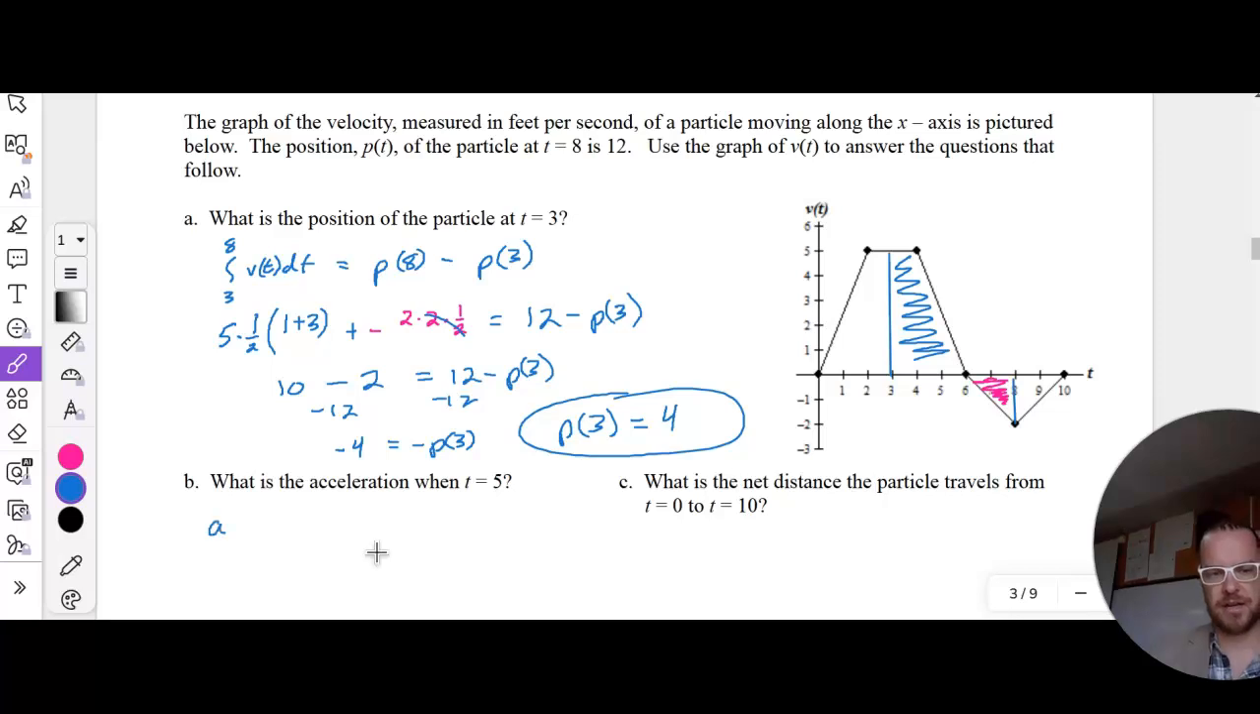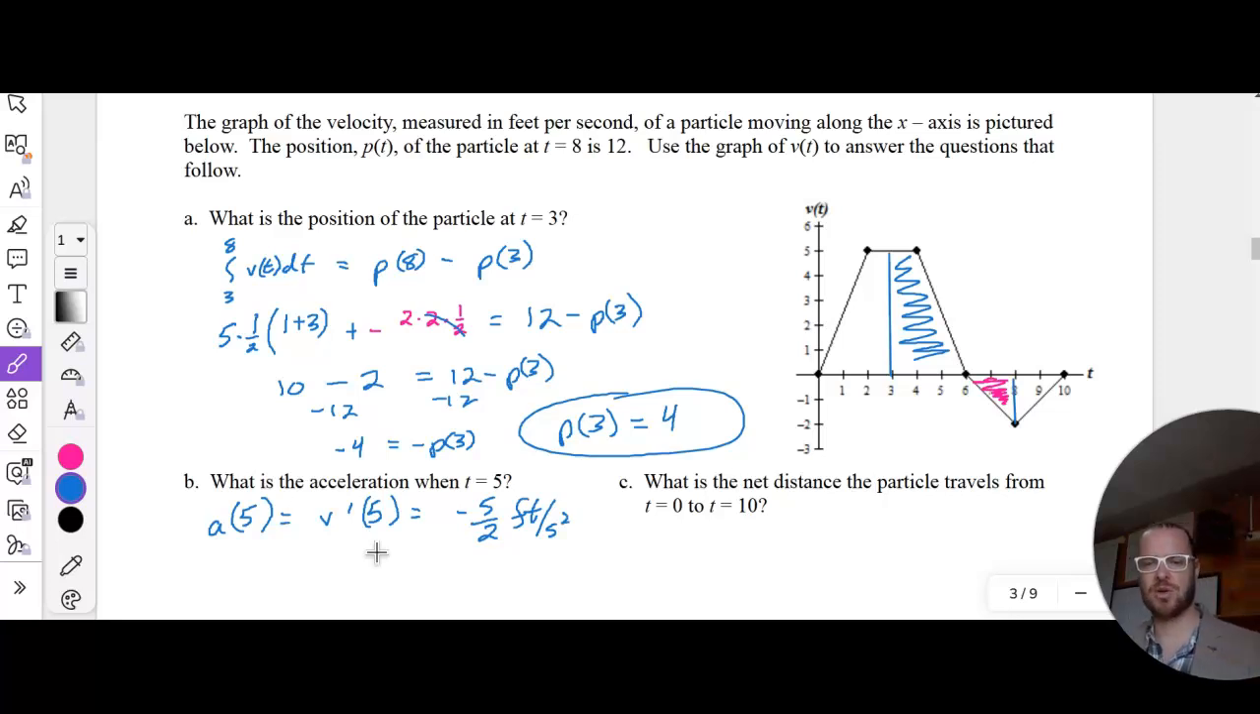All right, what is the acceleration when t equals 5? So let's think about that for a second. A of 5 is really the same as v prime of 5. So what I want to do is look at 5 here. This is the velocity. I want to find basically the slope of this, the slope of that part of the line there. And it's down 5 over 2. So that's just negative 5 halves feet per second squared.